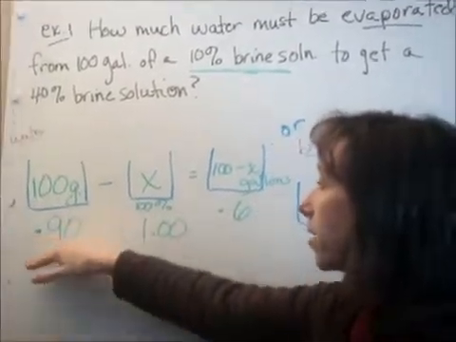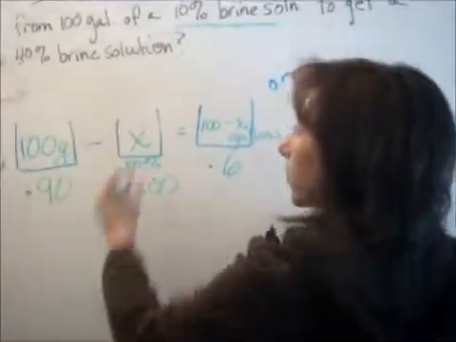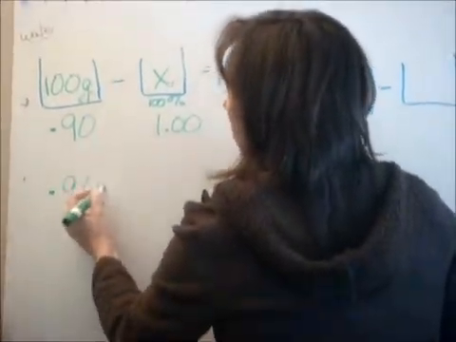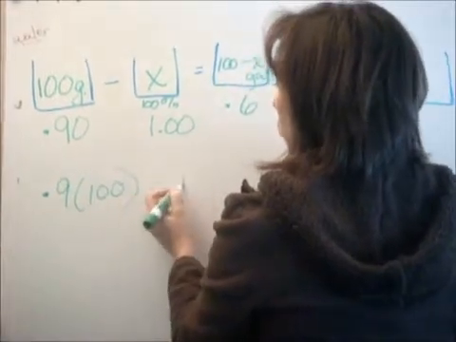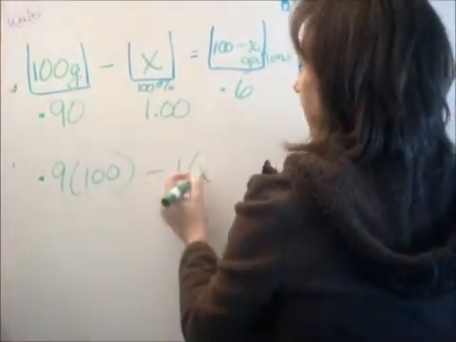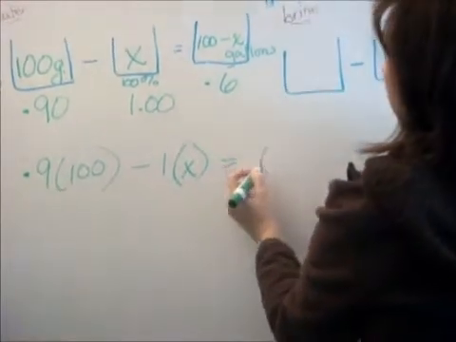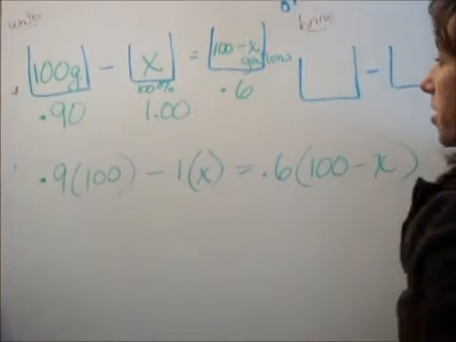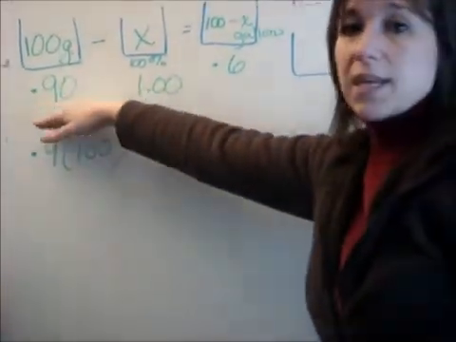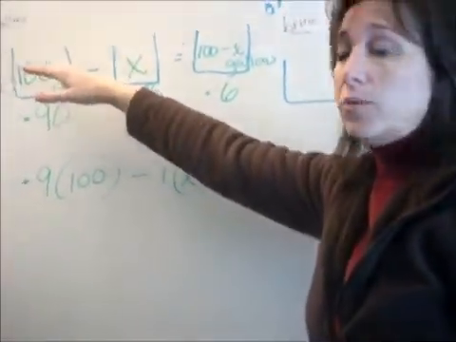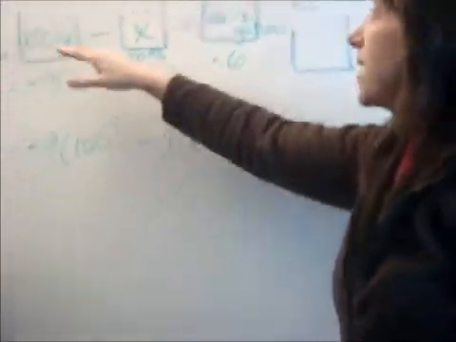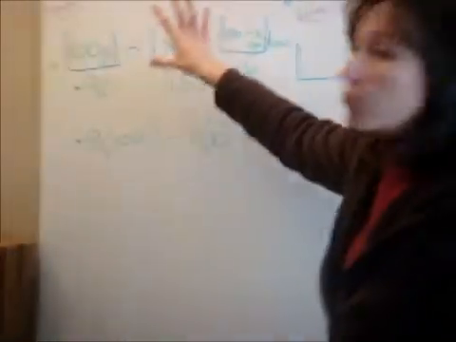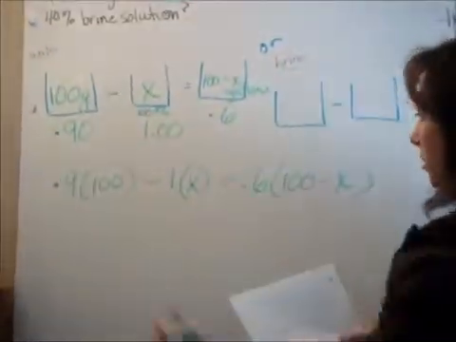We just need to multiply our 0.9 times our 100. There's only one variable, so we only need one equation. So we're going to take 0.9 times 100 minus 1, because it's 100%, times X equals 0.6 times 100 minus X. So we're just going to multiply the percentage times what's in it. Before we did the percentage times what's in it, and then we had a second equation, but we don't need the second equation because we only have one variable.